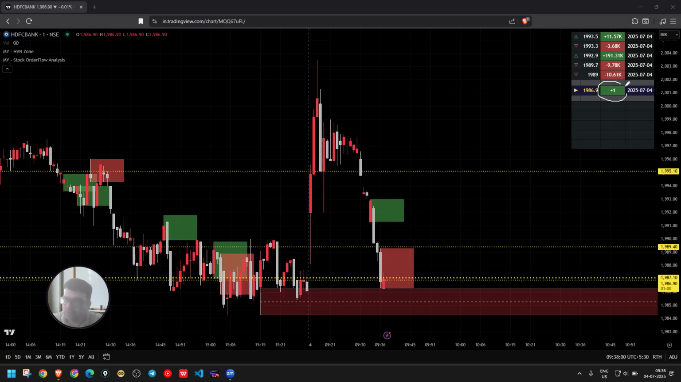So I'm closely looking at what is happening here. So again, it has got absorbed. More sellers are stepping in. So where are the sellers now? Sellers are at 1989, 1992, 93, 93. So primarily till this. So basically this is the zone where there are sellers present.